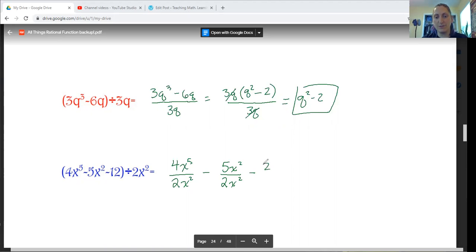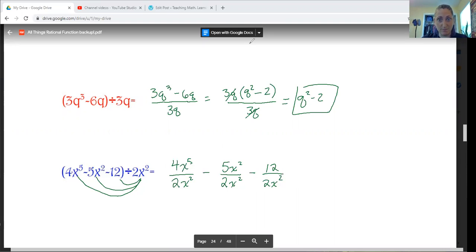minus, oh, that's not 2x squared, I'm sorry, 12 over 2x squared. Okay, every single term gets a 2x squared. In my class, they like to say that the distributive property only works to the left for division.